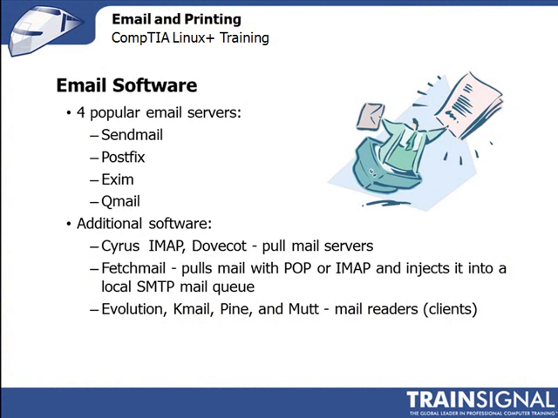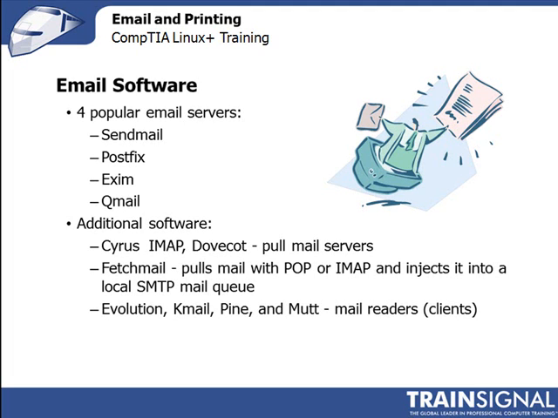So we've talked about the function of pull mail servers and how they initiate email receipt. There are two packages that are common, Cyrus IMAP and Dovecot. Next we have fetchmail, which is used in those cases when you want to use a variety of email clients, or if you want to run your own SMTP server or a POP or IMAP server to deliver local network mail. Fetchmail pulls mail with POP or IMAP and injects it into a local SMTP mail queue. You probably won't use this option very often.